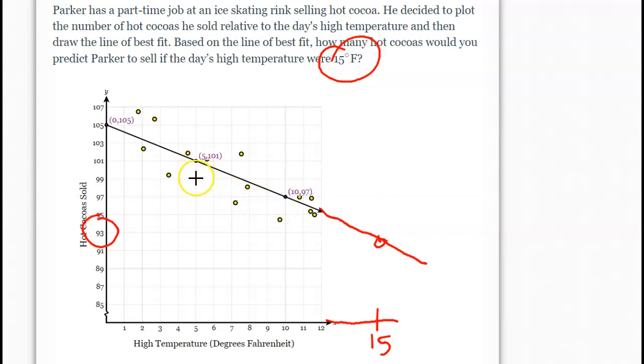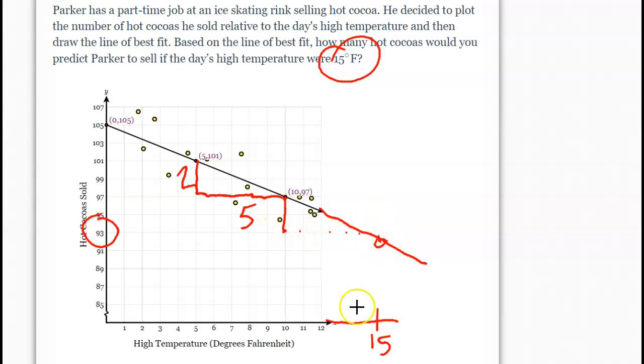So given those 2 points, you can go down 2 over 1, 2, 3, 4, 5, down 2 over 1, 2, 3, 4, 5, down 2 over 1, 2, 3, 4, 5. We would intersect right there at the 15 degree mark.